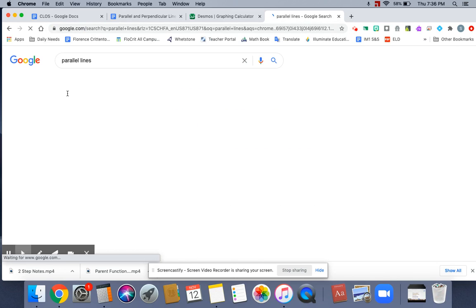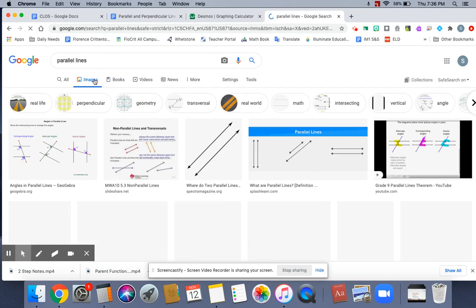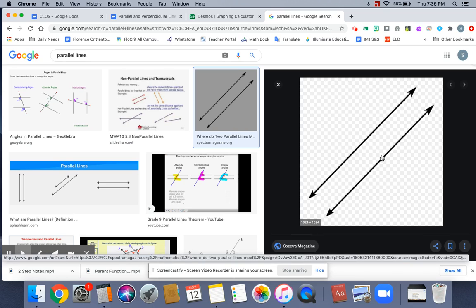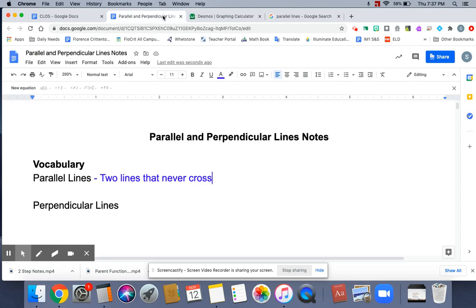Parallel lines. If we look at images, it's like this. They never cross each other. They're always the same distance apart, so they never end up crossing. Versus two perpendicular lines, they do cross. Not only do they cross perfectly with 90-degree angles in every corner.